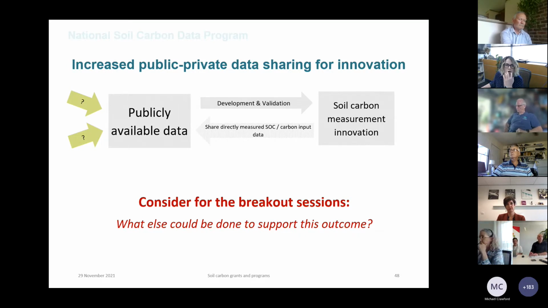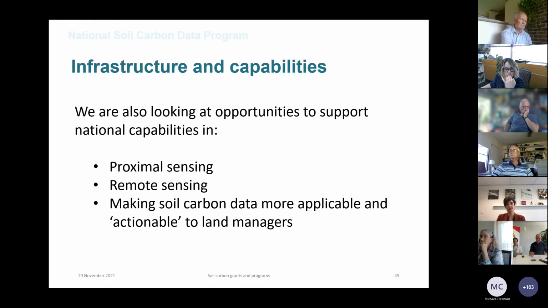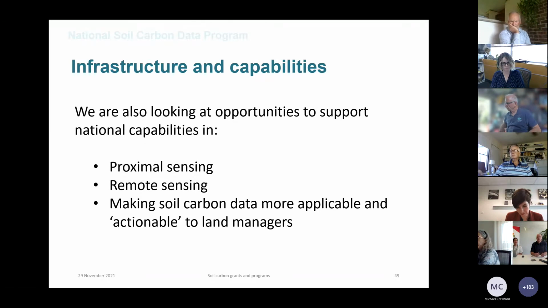Jump on again. As I mentioned, the second phase for us is really looking at what sorts of enabling infrastructure and capabilities we could support for Australia in proximal sensing and remote sensing. We're also really interested in how to make the soil carbon data more applicable and actionable to land managers on the ground. As I mentioned before, this will be more iterative, but we're looking to go out to tender for these different activities in the first part of next year. And then all of those activities will have further scoping and consultation with relevant stakeholders in those fields.